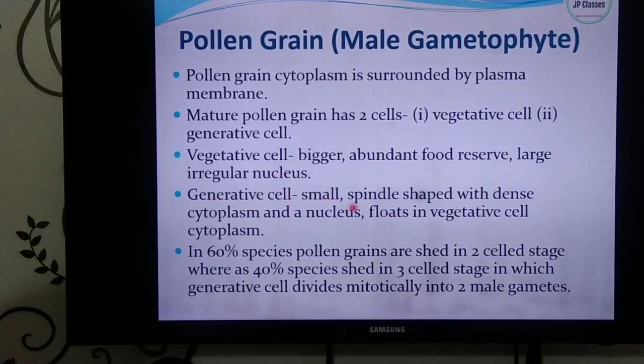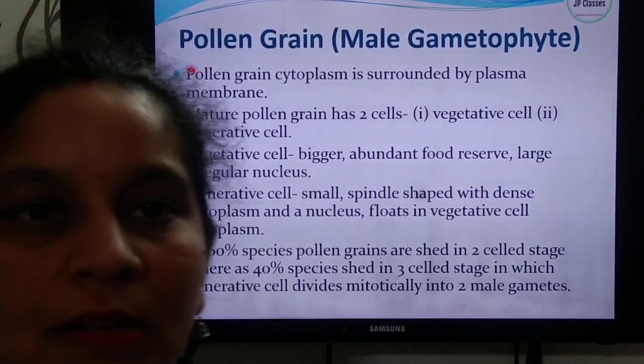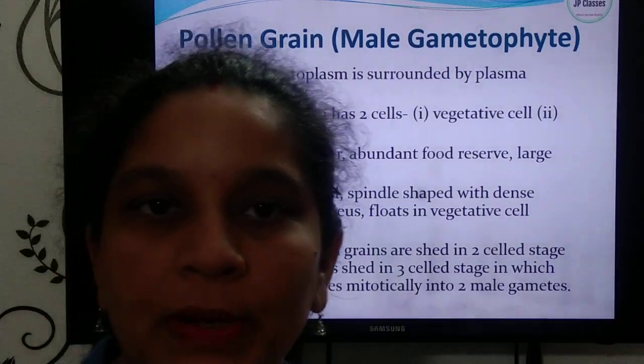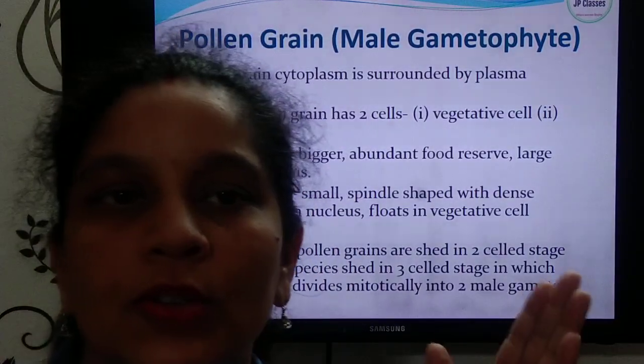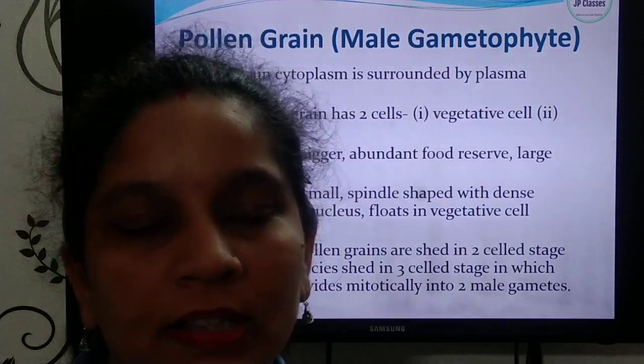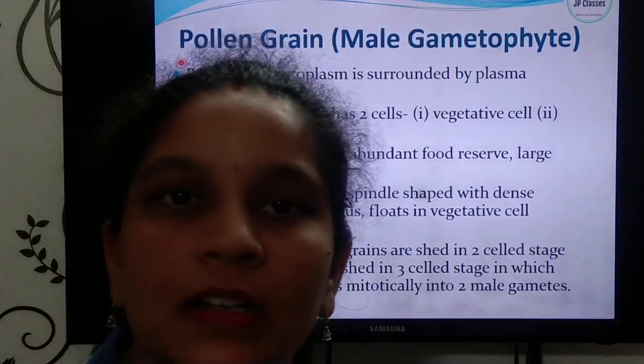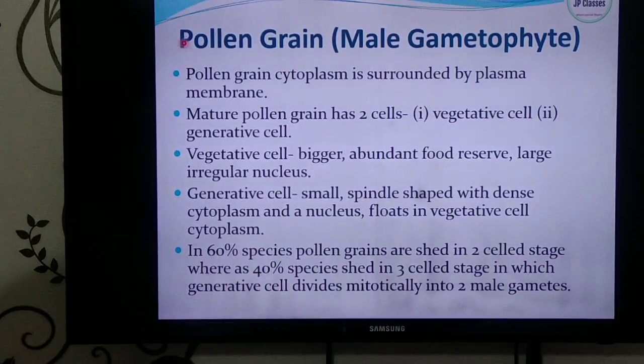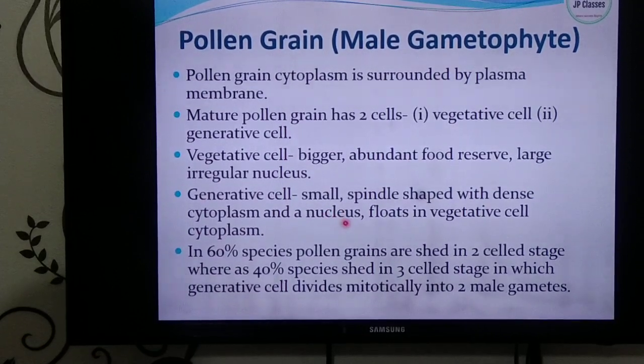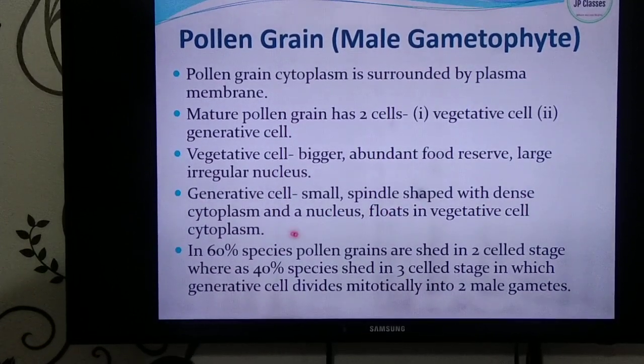The vegetative cell is bigger, abundant of food reserve, large irregular nucleus, whereas the generative cell is small, spindle shaped. Why it is spindle shaped? आपने देखा सेंटर से उसकी जो डायमीटर थी वो ज़्यादा थी, और जो एंड्स थे वहाँ पे उसकी डायमीटर क्या हो गई थी, डिक्रीज हो गई थी, जिसकी वजह से उसने एक स्पिंडल शेप ले लिया था. With the dense cytoplasm and the nucleus floats in the vegetative cell cytoplasm.